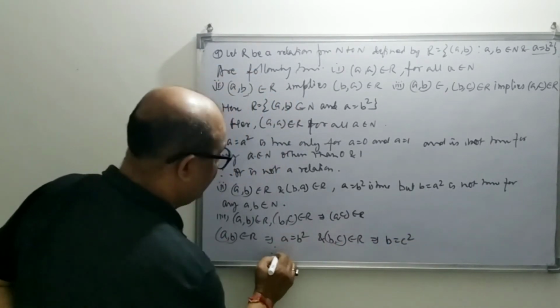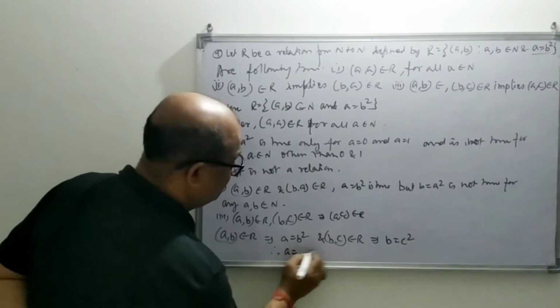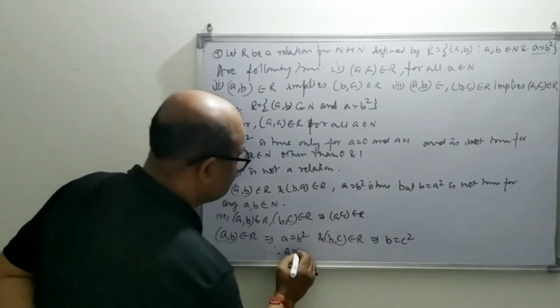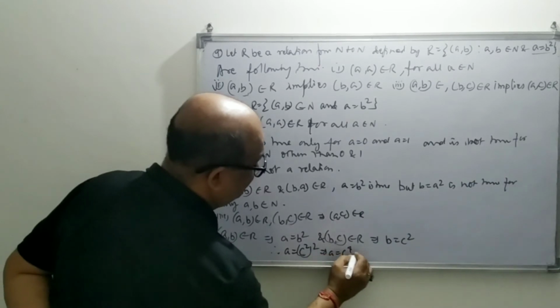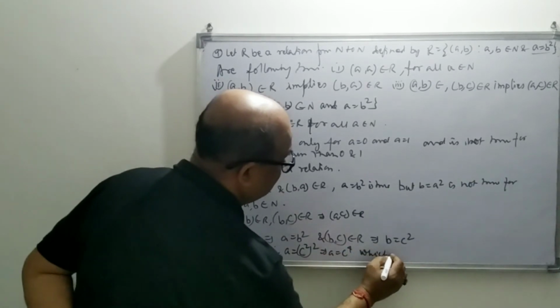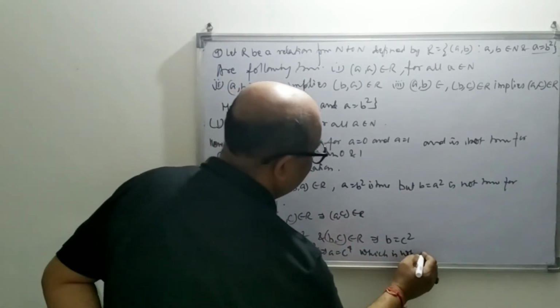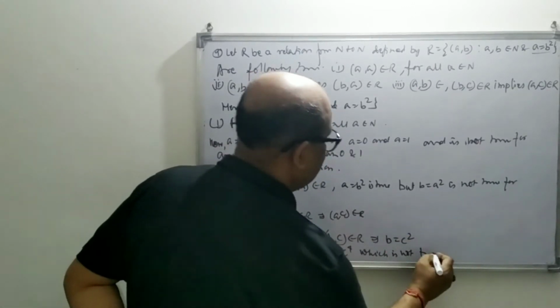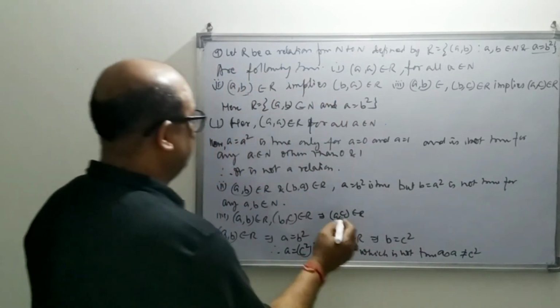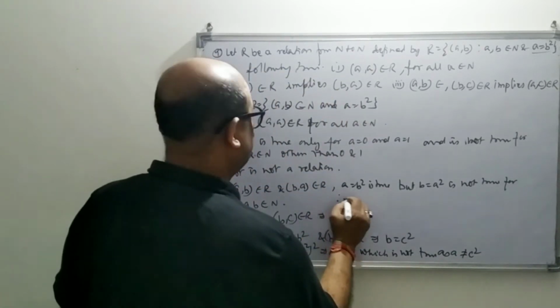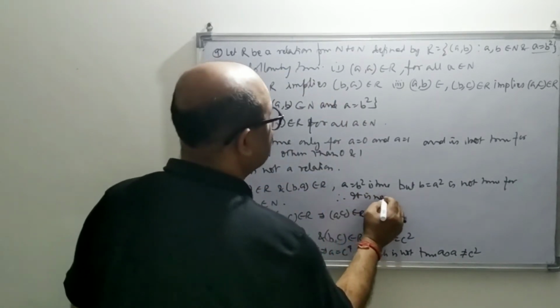Therefore, from here back, what do we get? A equal to B, which is C square to the power 2. That is A equal to C to the power 4, which is not true, as A is not equal to C square. Therefore, this is also not a relation.